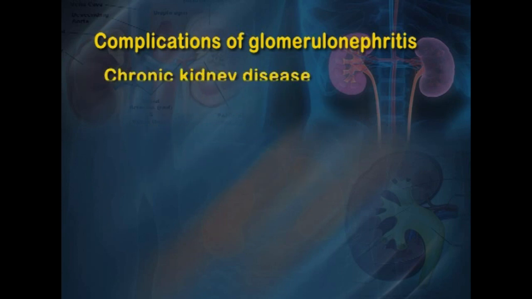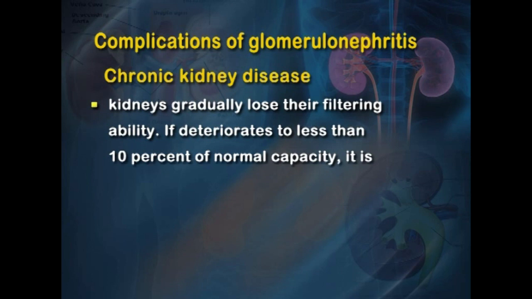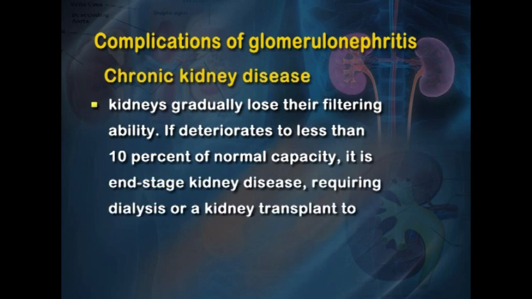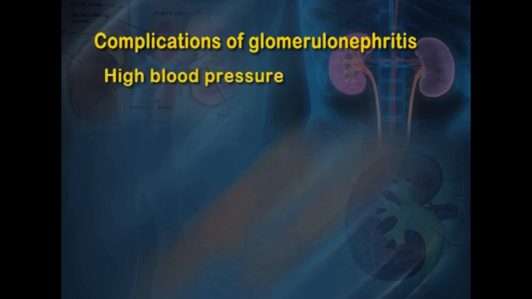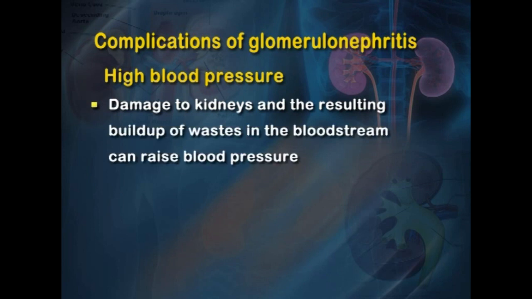CKD, the chronic kidney disease, there the kidneys gradually lose their filtering ability. If it deteriorates to less than 10% of the normal capacity, then it is called the end-stage kidney disease. In these conditions, patient requires dialysis or even a kidney transplant to sustain life. High blood pressure. High blood pressure is due to the damage to kidneys and the resulting buildup of waste in the bloodstream, and this causes rise in the blood pressure.